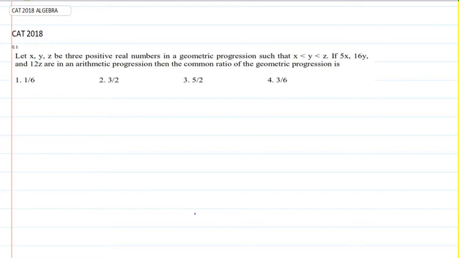Let me start this. First problem. Let x, y, and z be three positive real numbers in geometric progression such that x is less than y is less than z. 5 times of x, 16 times of y, 12 times of z are in arithmetic progression. Then the common ratio of the geometric progression is.